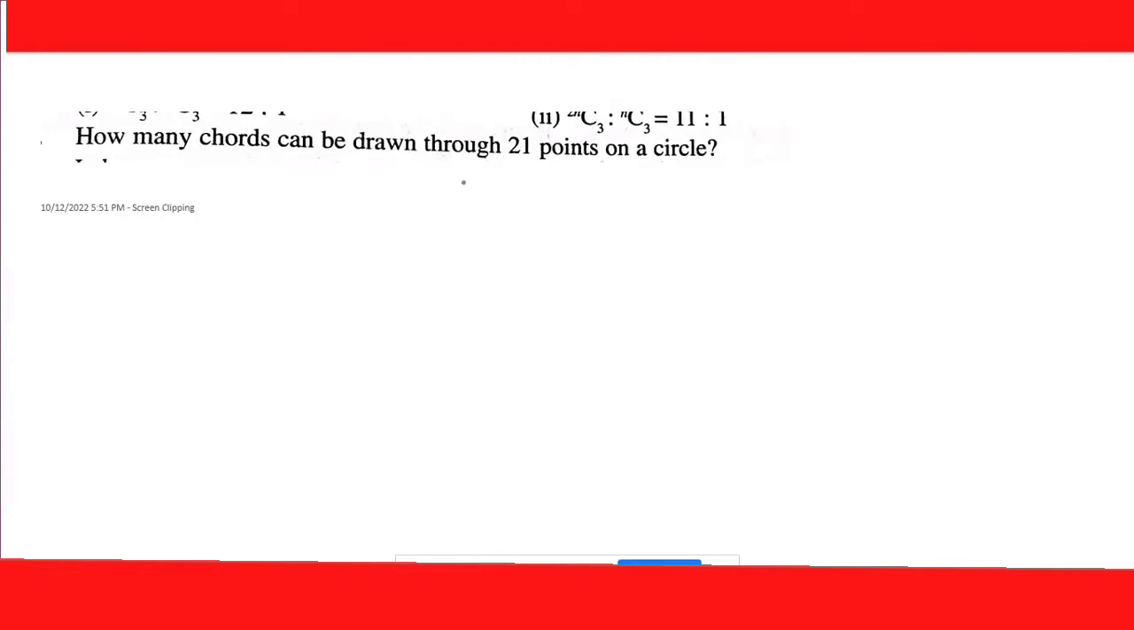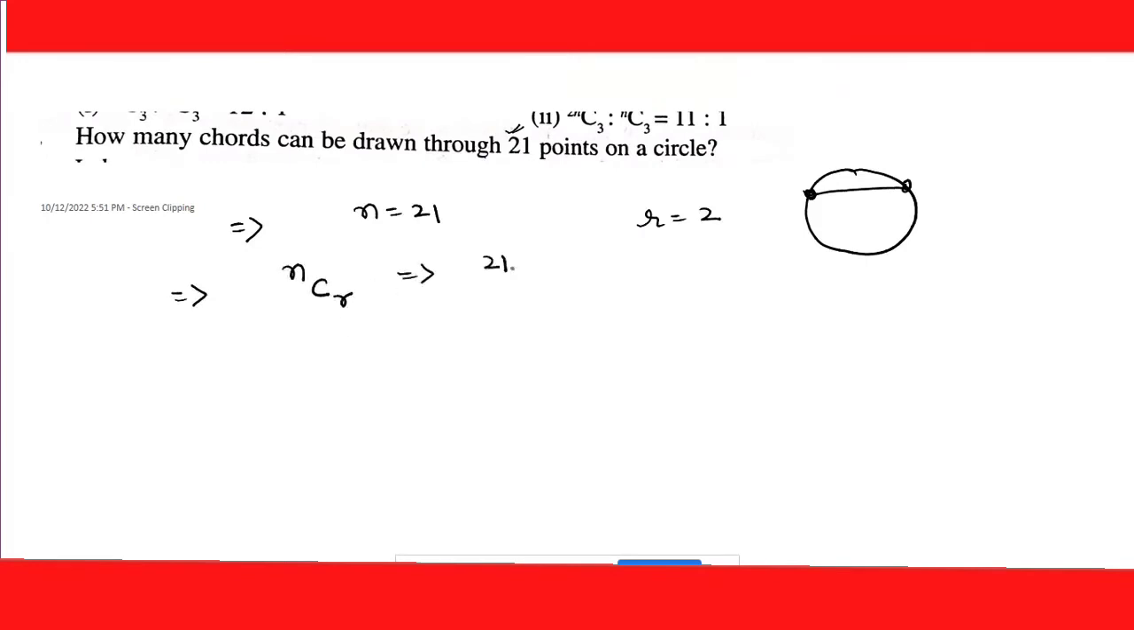How many chords can be drawn through 21 points on a circle? In a circle, if I draw any chord, it consists of 2 points. It comprises 2 points. So here total sample spaces are 21 and a chord can be drawn using 2 points. So for the combination we have a formula nCr. So in this way we get 21C2. Now I am applying the formula. Clear?